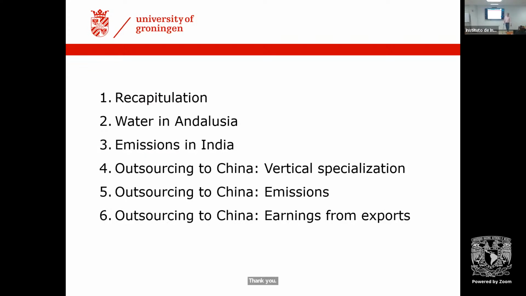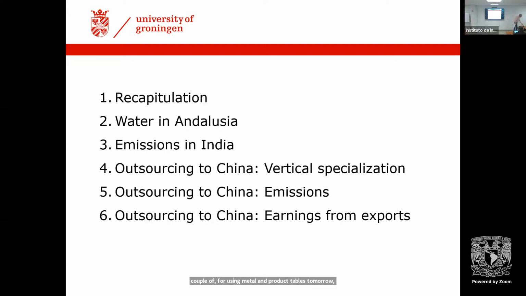We have discussed national input-output tables. I'm now going to give a couple of applications for using national input-output tables. Tomorrow, I'm going to use the global input-output tables.